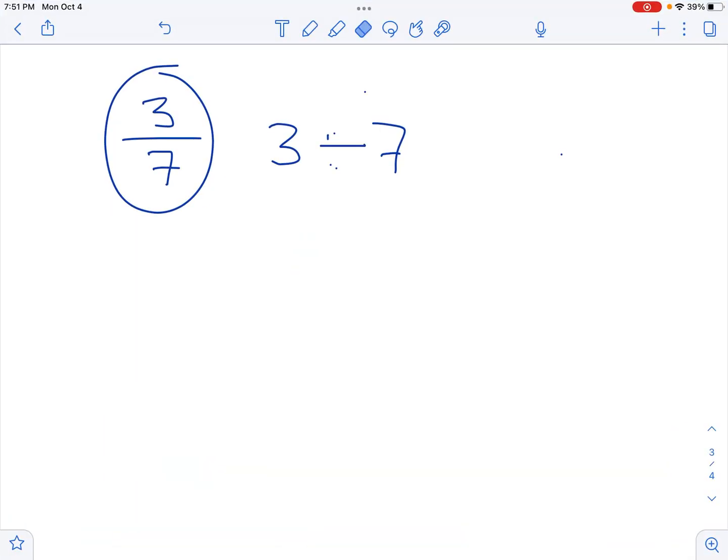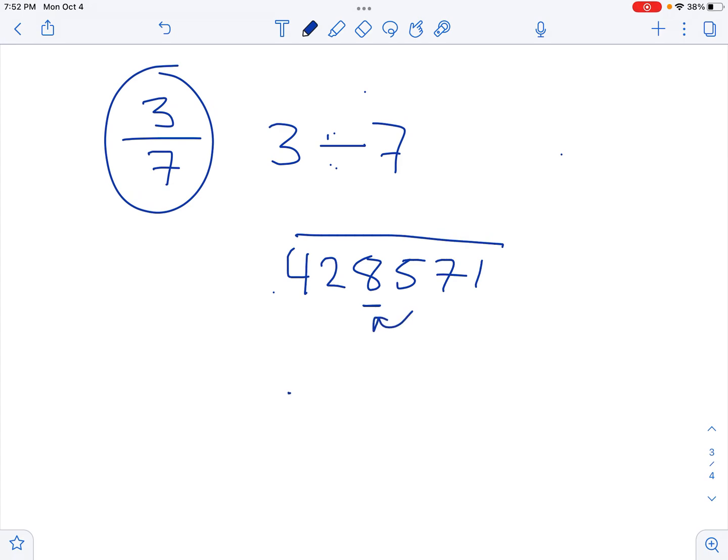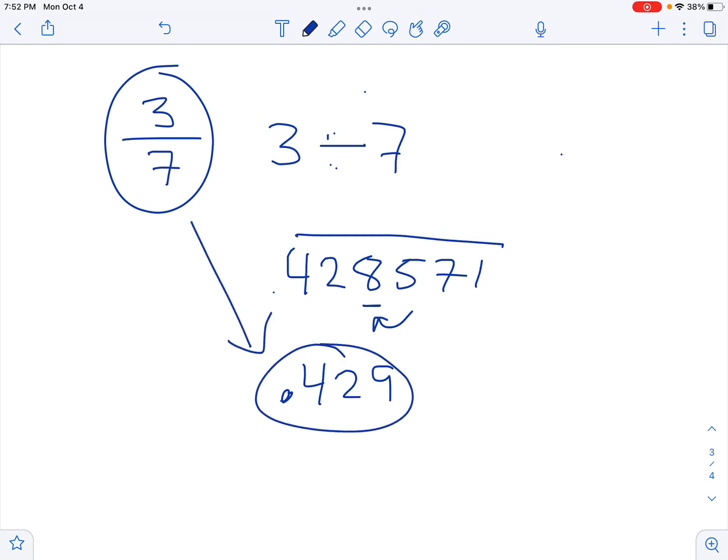But most of the time I would take that result, 0.42857, that's actually a repeating decimal. But most of the time I probably want the thousandths place, which is here, that's the 8. So I would round that up because there's a 5. So 0.429. So 3/7 is around, not exactly, decimals are not exact, is around 0.429.